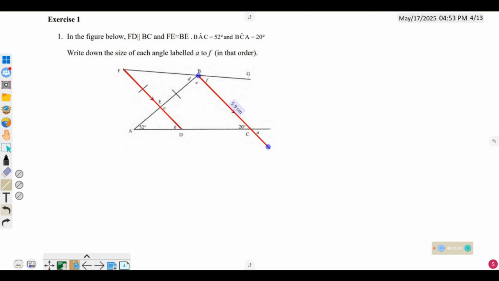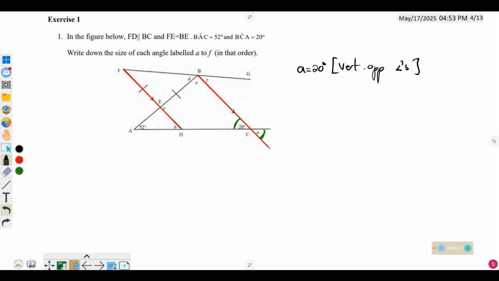Okay. And then from here, BAC is 52 degrees. There's the angle BAC, this angle right here. And BCA is 20 degrees. There's BCA right there, which is 20 degrees. Write down the size of each angle labeled A to F in that order. So they want you to calculate them starting with A. Where's A? Let's locate A first. A should be right here. A is vertically opposite to that 20 degrees. So A is equal to 20 degrees, and those are vertically opposite angles.